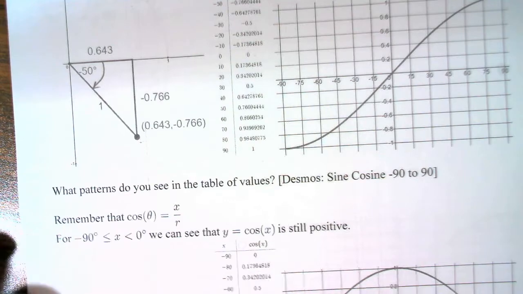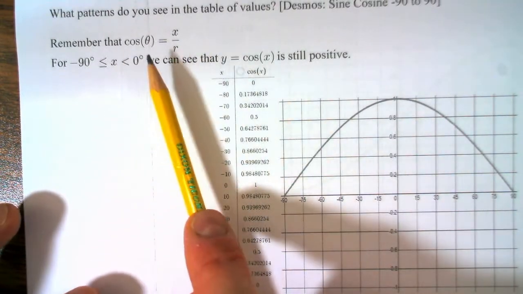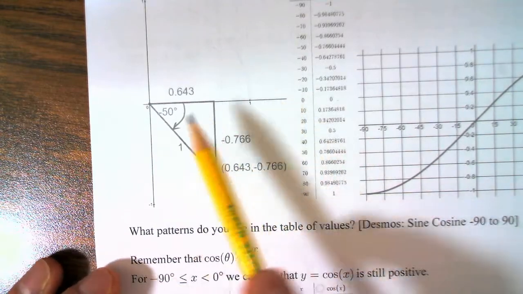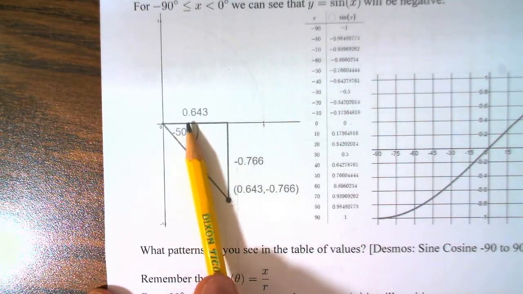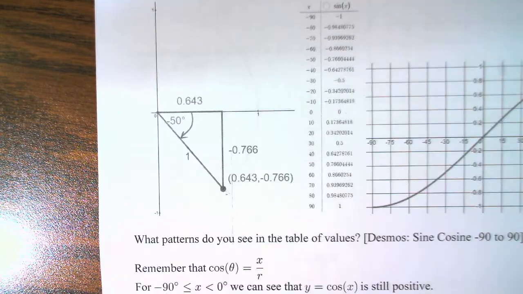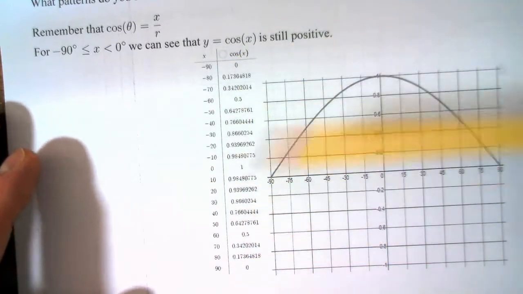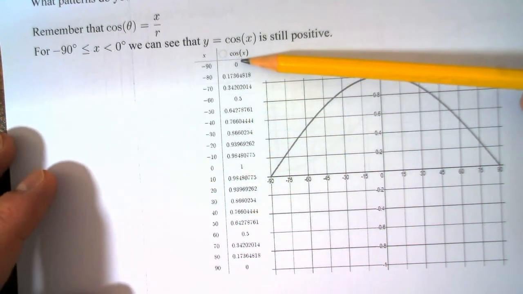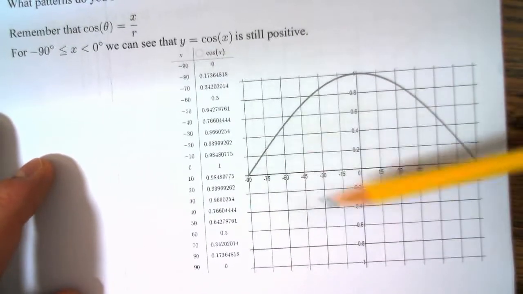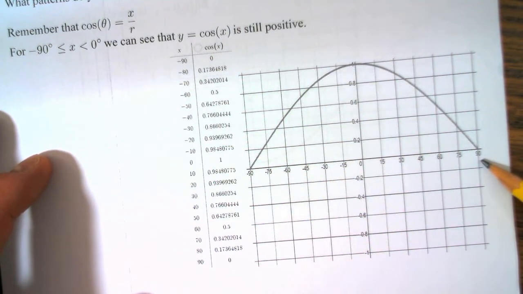And so if we also take a look at the cosine ratio, we define that as x over r. So if this were our diagram, x is 0.643 and r is 1. That is a positive value. And so we look at this table of values from negative 90 to positive 90. All of the cosine ratios are positive. If we look at the graph, we see a bunch of positive y values from negative 90 to positive 90.